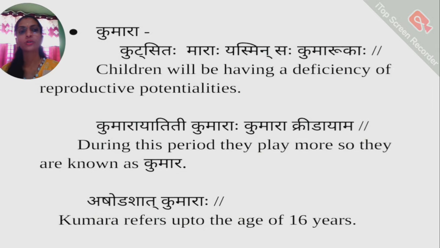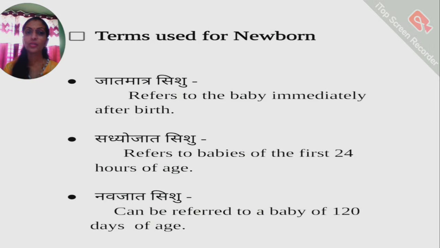Next, coming to Kumara, which is also used on a regular basis: Kutsitaha Maraha Yasmin Saha Kumarukaha, meaning children will have a deficiency of reproductive potentialities. Kumarayatiti Kumaraha, Kumara Kridayama: during this period they play more, so they are known as Kumara. Ashodashat Kumaraha: Kumara refers to up to the age of 16 years. So those were the terms used for a baby.